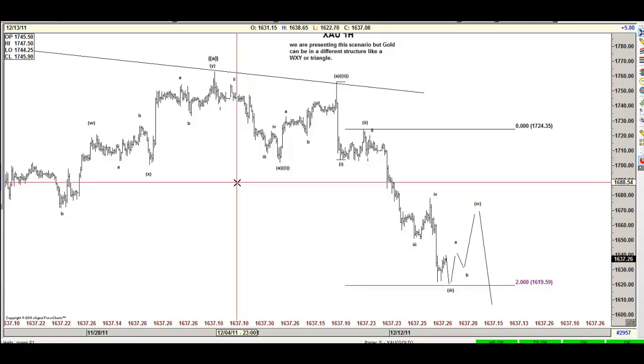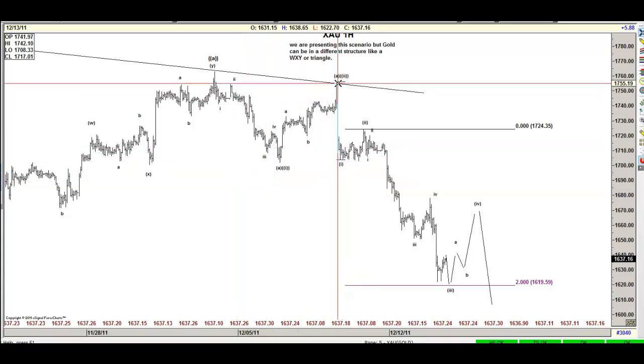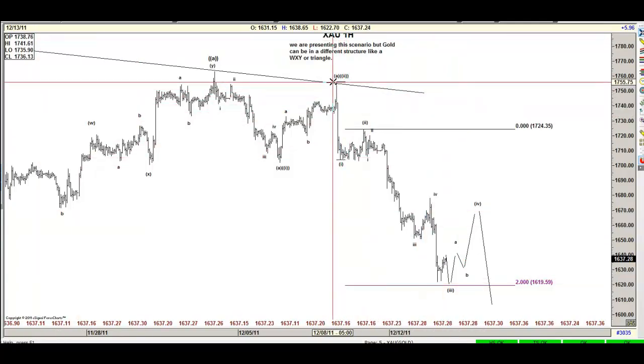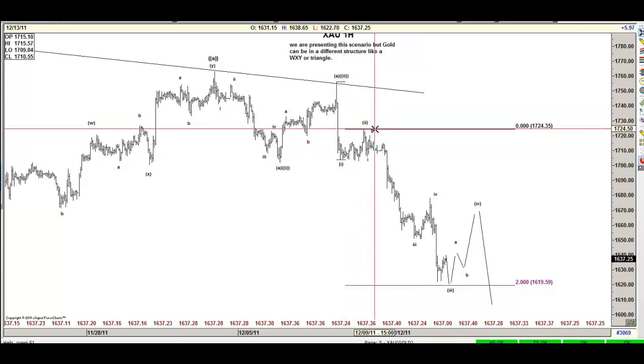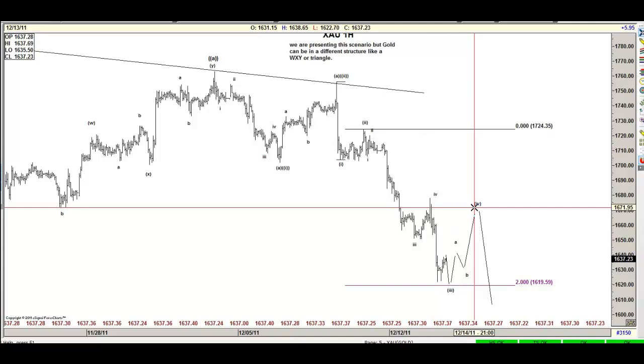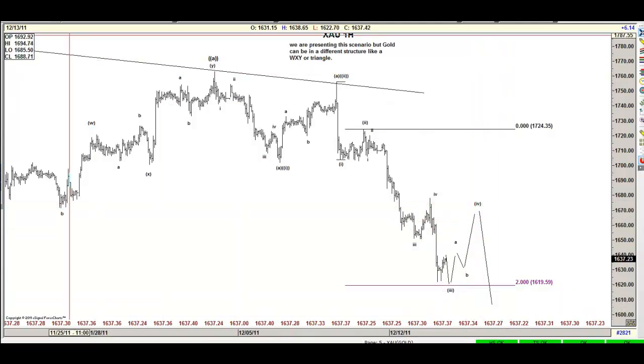It can be a triangle. It can be a double zigzag. It can be a double zigzag of a triangle. All we know is that from here, it looks impulsive. Now, in this structure, you have 1, 2, 1, 2, 3, 4, 3, and expecting 3 backs very soon and lower again. Let me show you now the 4-hour chart.